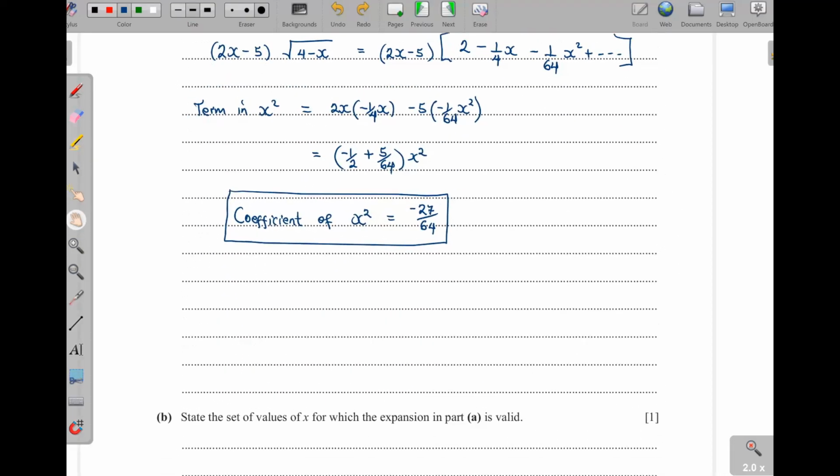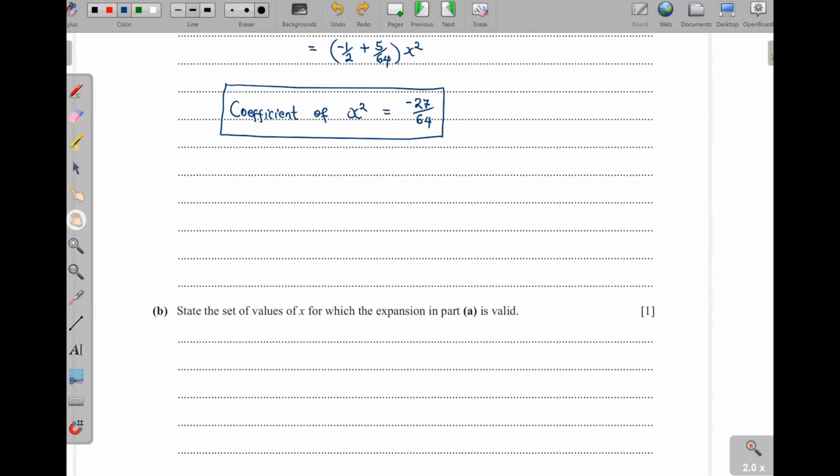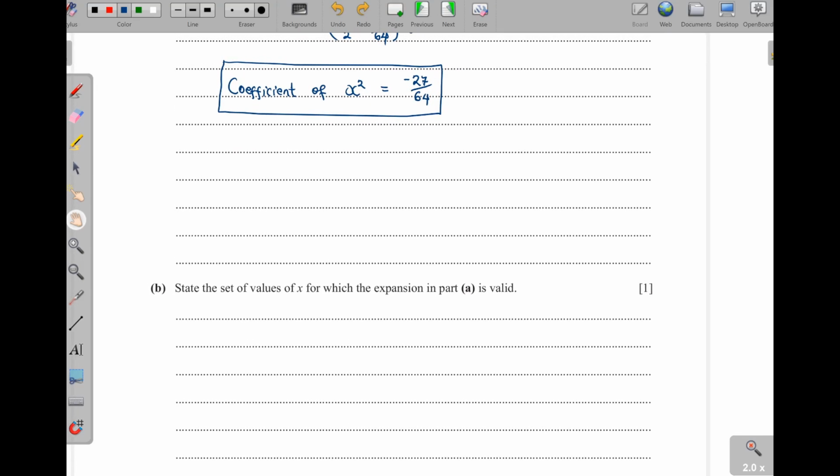Then next, they are saying state the values of x for which the expansion in part A is valid. Now, we know that for even in the list of family, it is given that if you have 1 plus x, then to the power of n, then the validity is the modulus of x less than 1, or you have from negative 1 less than x less than 1.